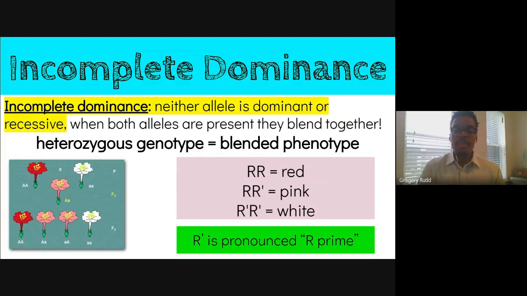With complete dominance, my heterozygous genotype expresses the dominant trait. With incomplete dominance, my heterozygous genotype expresses a blended phenotype. It's not quite the dominant, but it's also not quite the recessive. It's blended. Any questions about anything that I've said or anything that's on the screen so far?